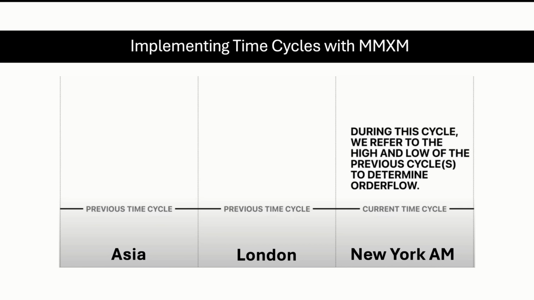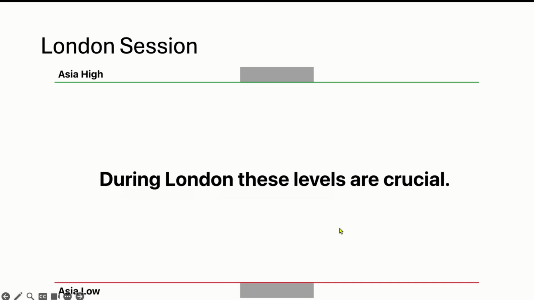These levels need to be known to us. We need to either write them down or visually plot them on our charts, because IBDA will seek to refer back to those price levels as key liquidity pools. For the London session, these levels are crucial: the Asia high and the Asia low.